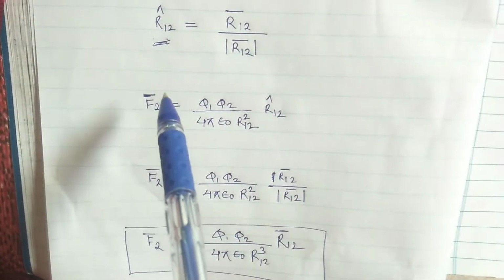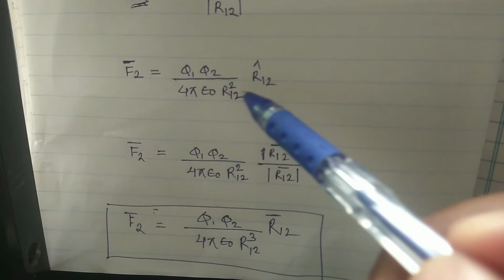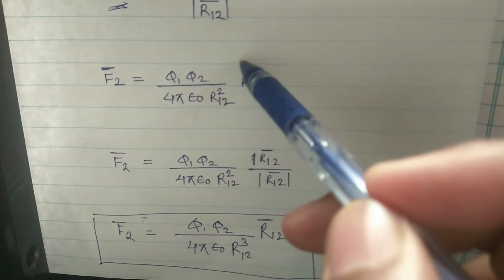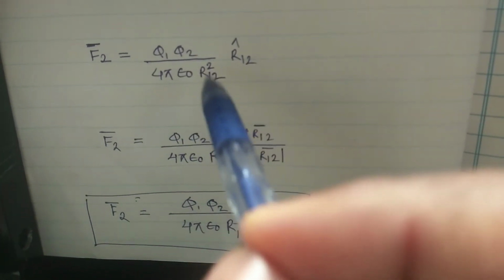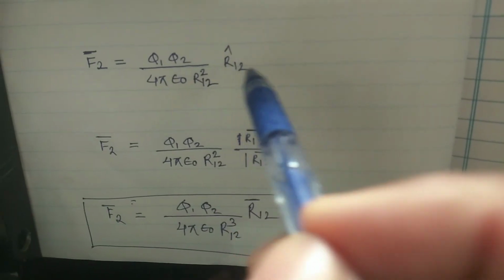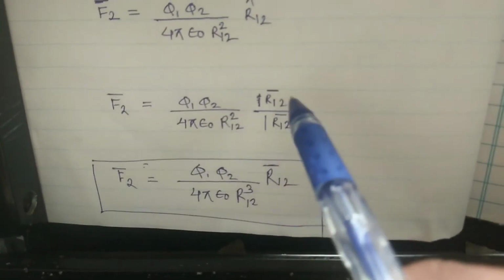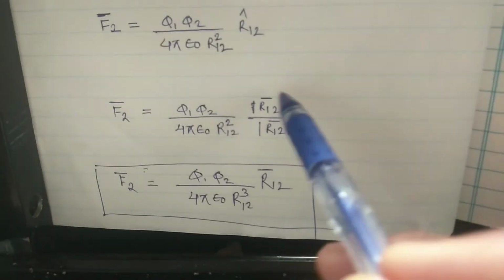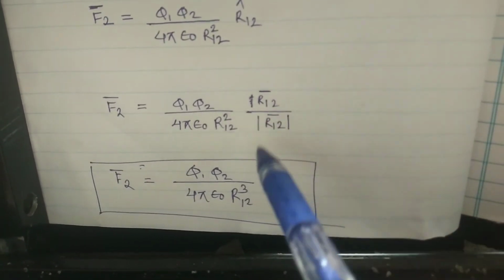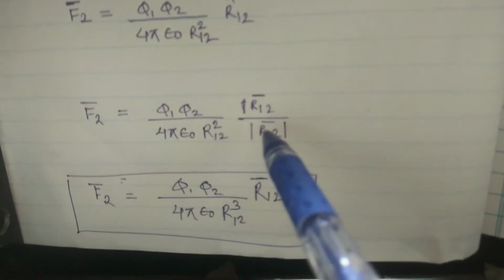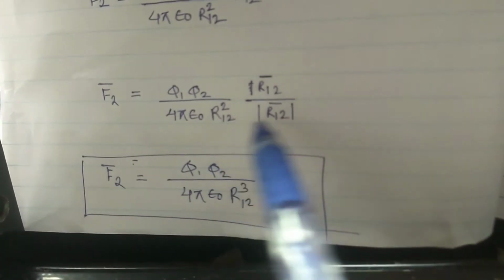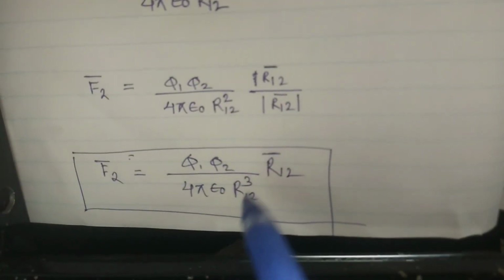Now you can say that force is a vector quantity. Why? Because you have added a direction here, and what is the direction? That is the unit vector. So F2 bar is q1 q2 upon 4 pi epsilon 0 r12 square into r cap. Put the formula of unit vector, that is r12 bar divided by magnitude. This and this are the same, because this is also magnitude and this is also magnitude. So multiply these two, and what will become? r12 cube.